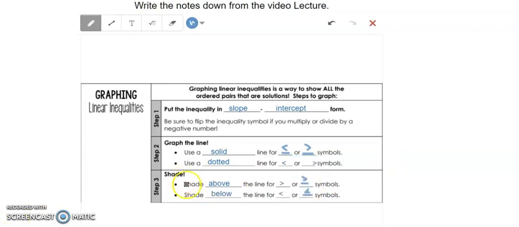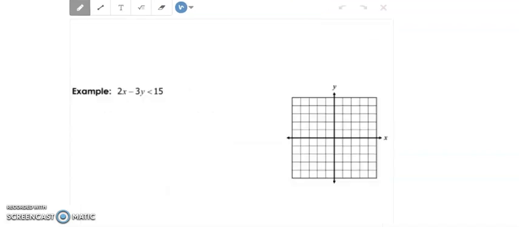Alright, so we want to shade above the line for the greater than or greater than or equal to symbol, and we want to shade below the line for the less than or the less than or equal to symbol. Go ahead and pause the video if you need to write your notes if I'm going too fast. Alright guys, I'm on slide 4. Let's go ahead and look at this example.